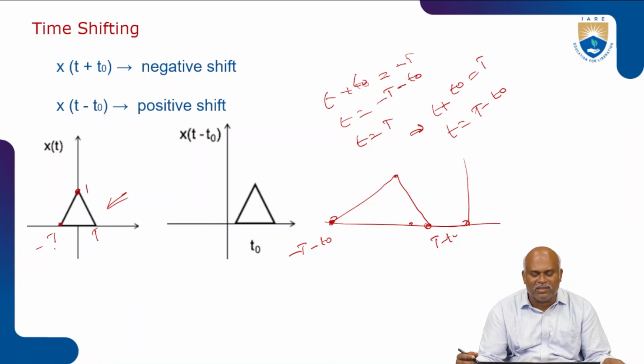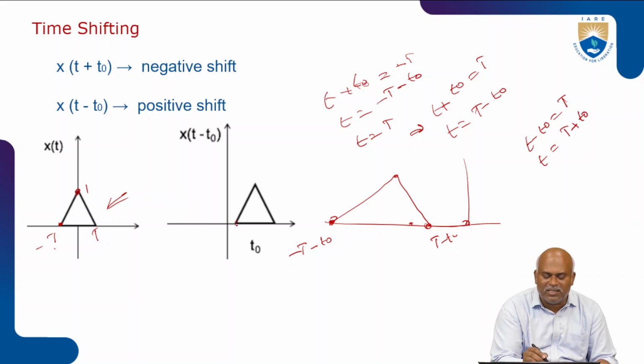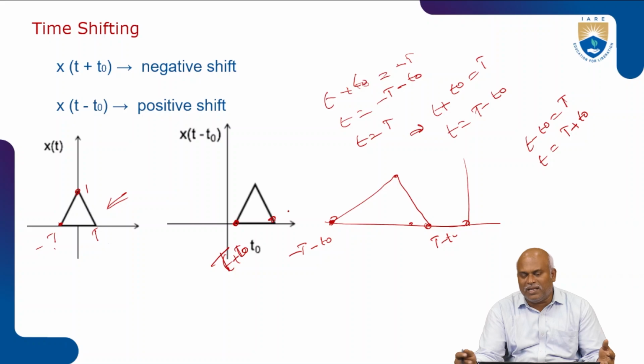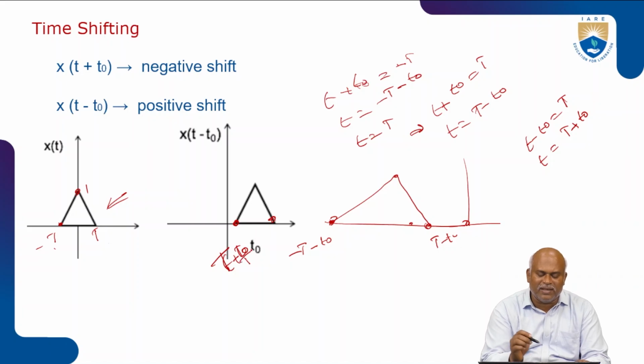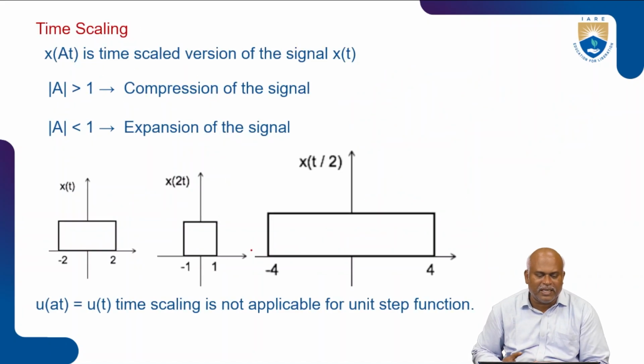Then we go for the positive shifting. The positive shifting is represented as t - t0 equal to capital T, so T is equal to t + t0. Now this is t + t0, the capital letter. Then for this portion, t plus some amount of t0, that is T. Okay, this is the way we do the time shifting case.